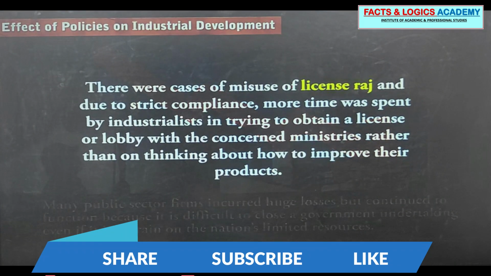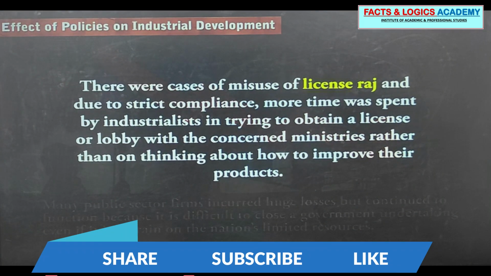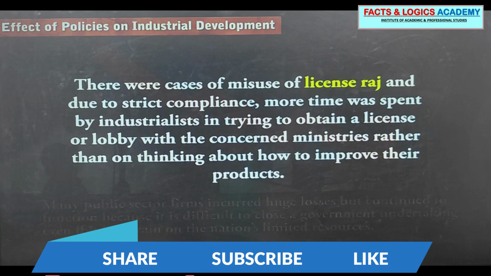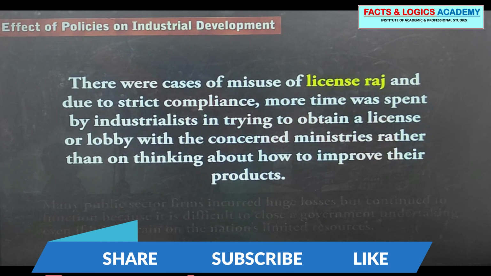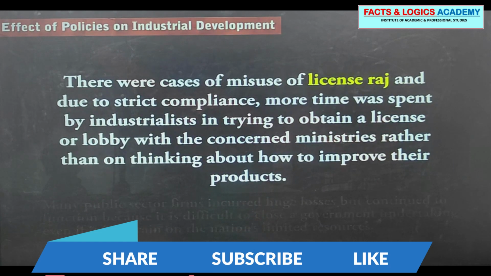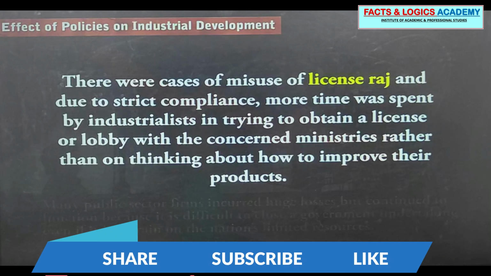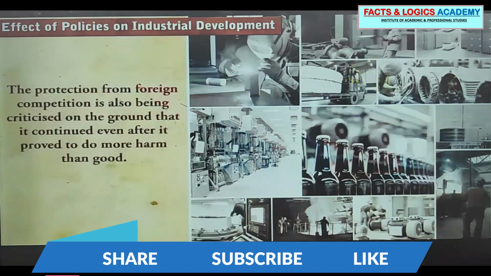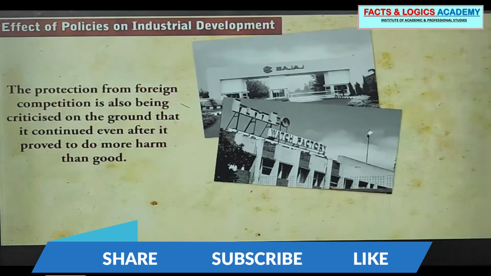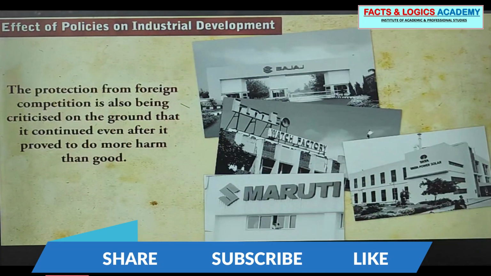There were cases of misuse of license Raj, and due to strict compliance, more time was spent by industrialists in trying to obtain a license or lobby with the concerned ministries rather than on thinking about how to improve their products. The protection from foreign competition is also being criticized on the ground that it continued even after it proved to do more harm than good.